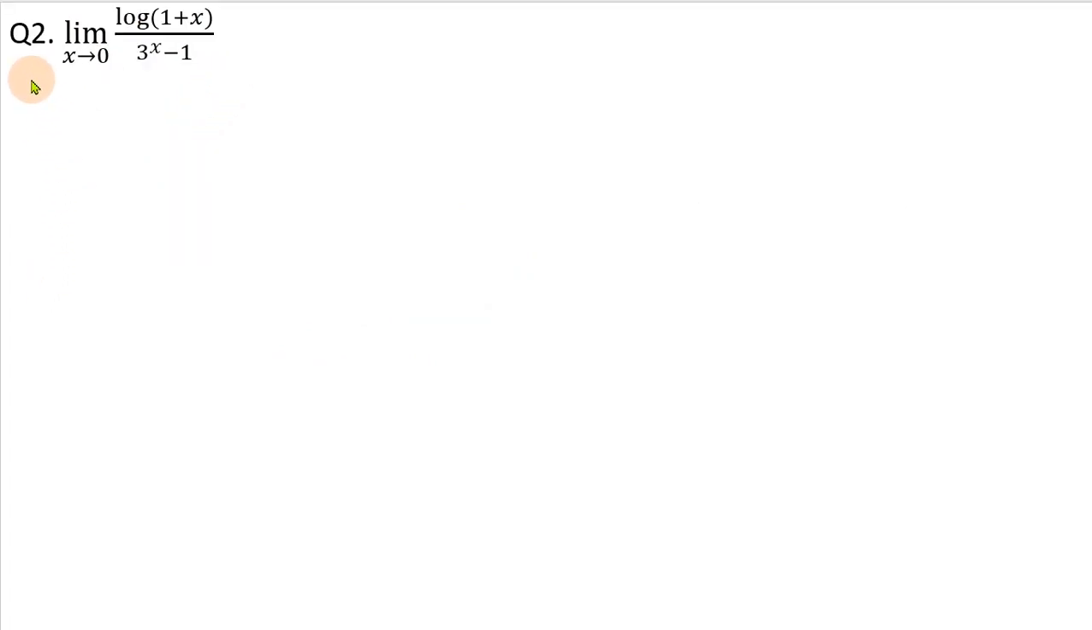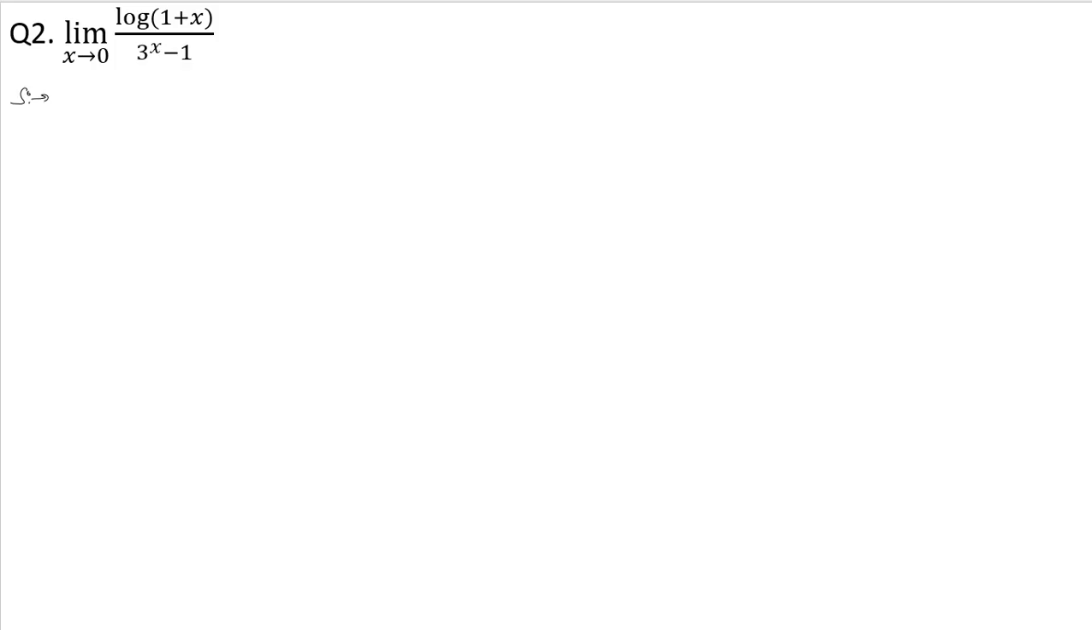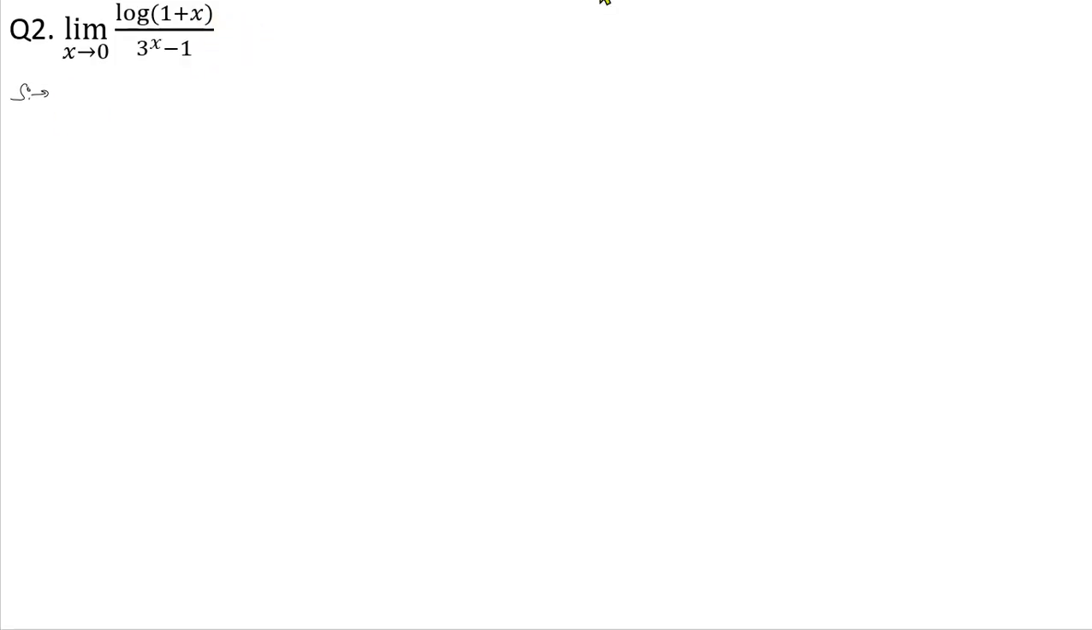The second question here is log of 1 plus x upon 3 power x minus 1. Now since there is log, we are going to apply the formula log of 1 plus x whole upon x, this is equal to 1, in the second formula. So this is limit x approaches 0, log of 1 plus x. Since there is not x in the denominator, we multiply and divide by x.